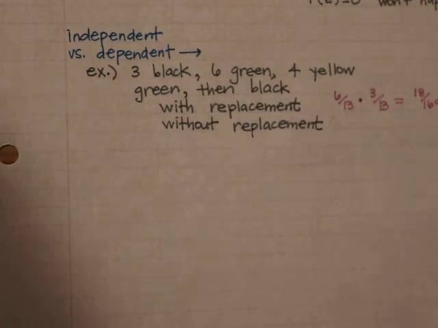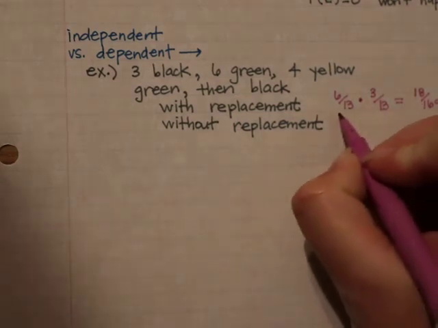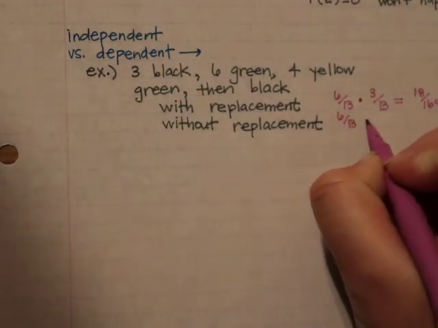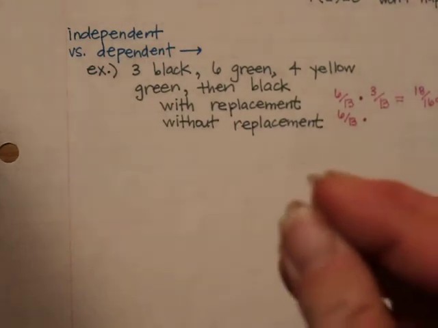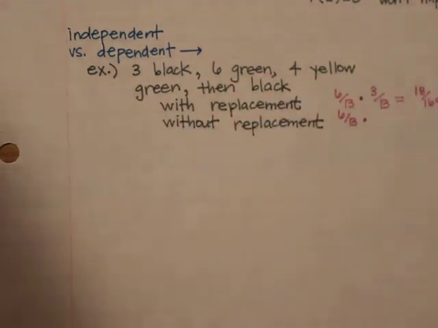Okay? If I do it without replacement, my green is still 6 out of 13, but we're going to assume that I took a green one out. So I pull the marble out, it's green, and I set it aside.